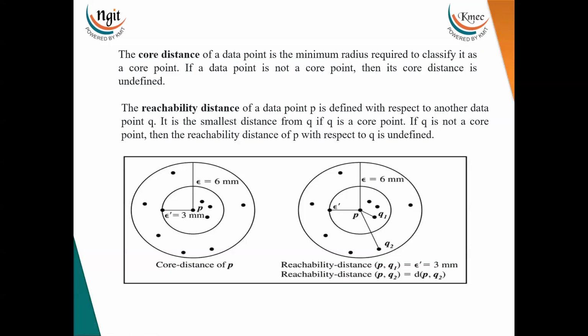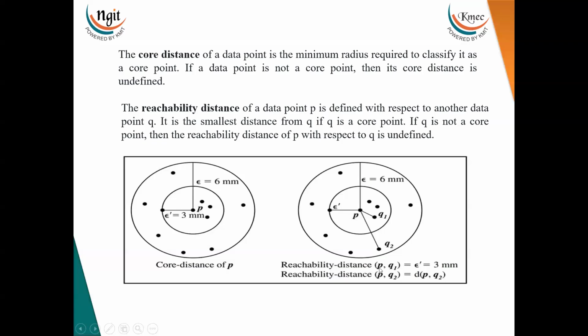So the core point is classified by this radius, which we call the core distance. Then what is reachability distance? Here we have a point P, and if you want to find the reachability distance of P with another point Q, if Q is a core point, then it will have the smallest distance. If it is not a core point, suppose here we have Q2, and let us consider it is not a core point. When it is not a core point, it is not possible to find the reachability distance from P to Q2.